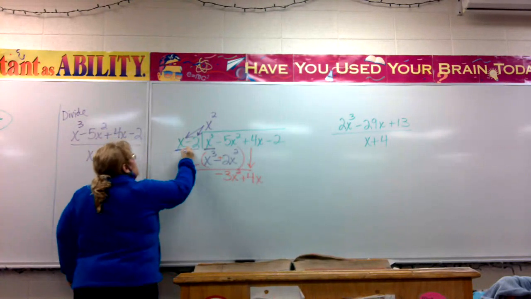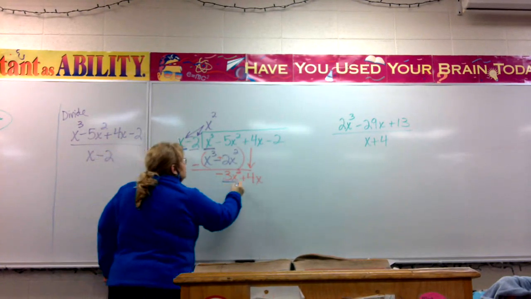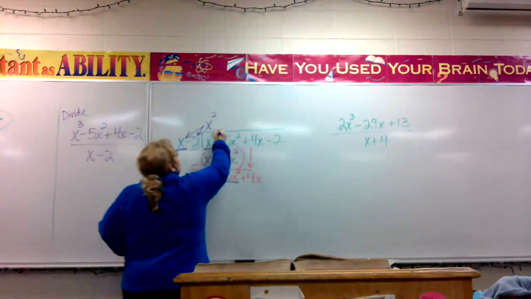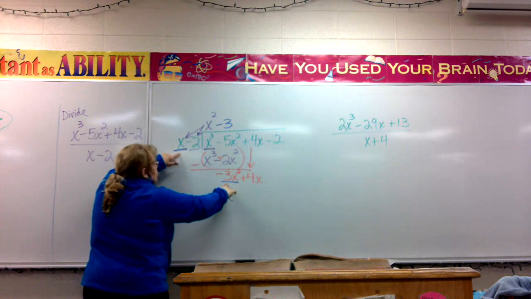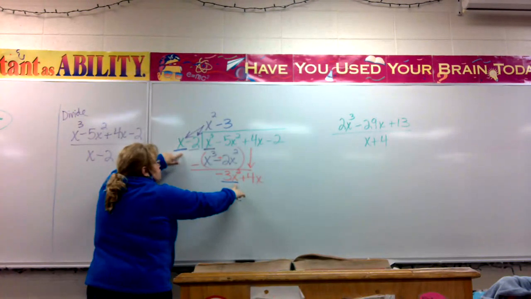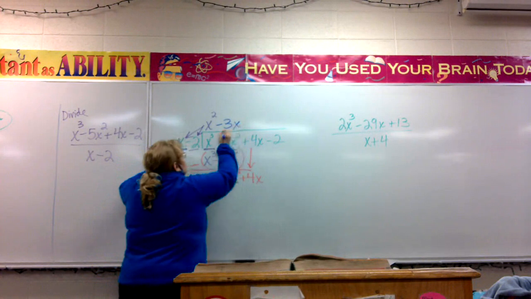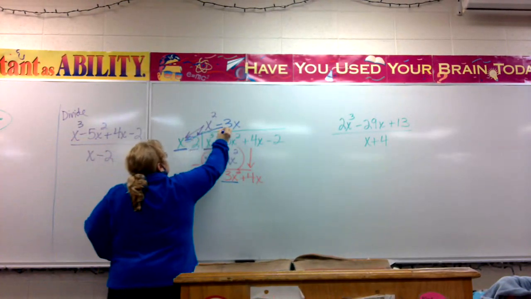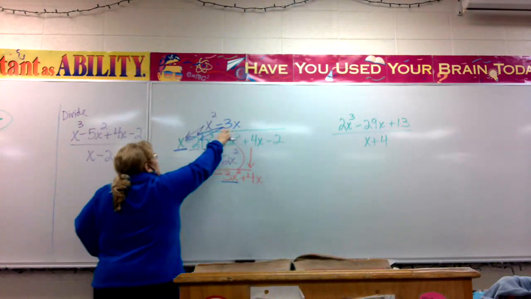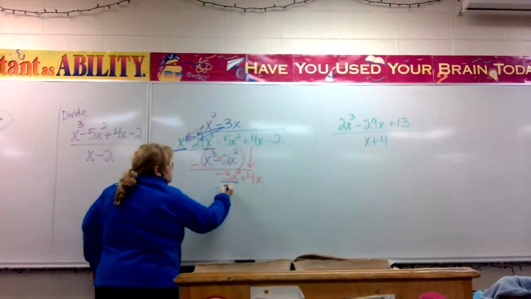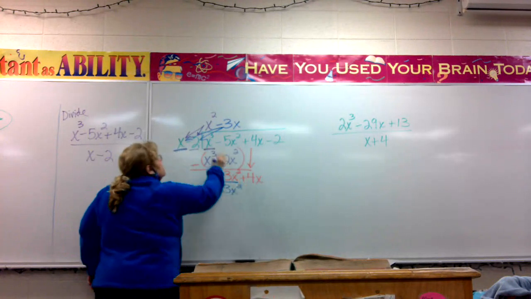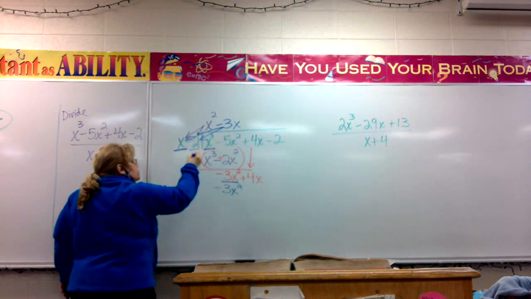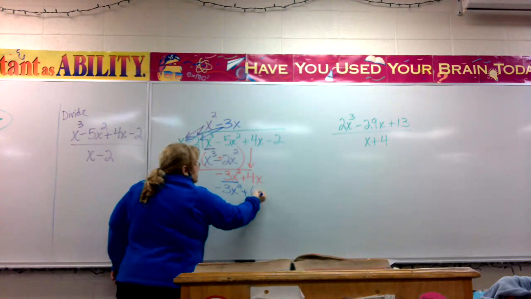So you ask, what times x gives me negative 3x squared? Well, would you agree it's going to have to start with negative 3? What times x is x squared? After you put it up there, what's the next step? Multiply. Negative 3x times x. Negative 3x times negative 2. What's negative 3 times negative 2? 6x.